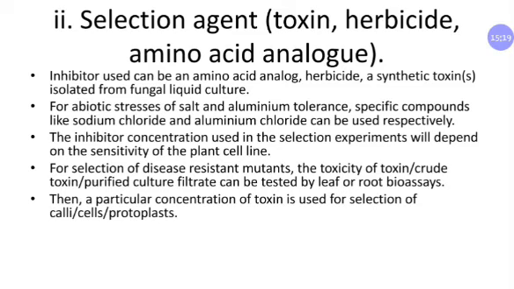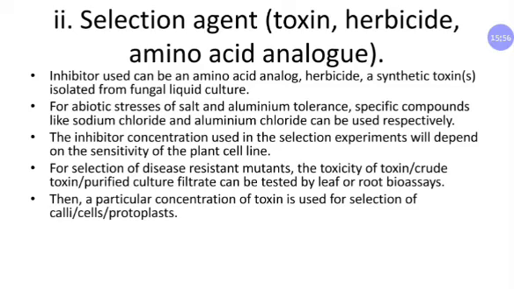Next is selection agent. As we have seen earlier, with in vitro selection, mainly we add the selection agent. Here the inhibitor can be an amino acid analog, herbicide, or a synthetic toxin isolated from fungal liquid culture. For salt and aluminum tolerance, specific compounds such as sodium chloride for salt and aluminum chloride for aluminum tolerance are used.